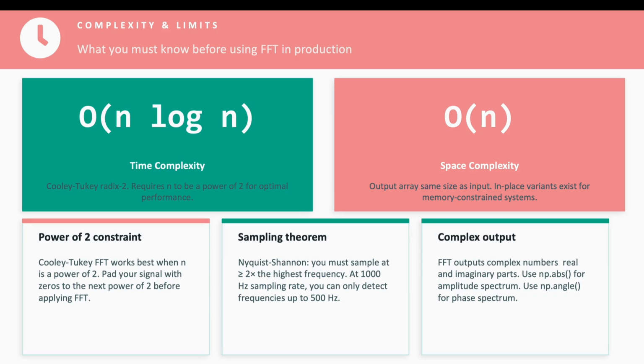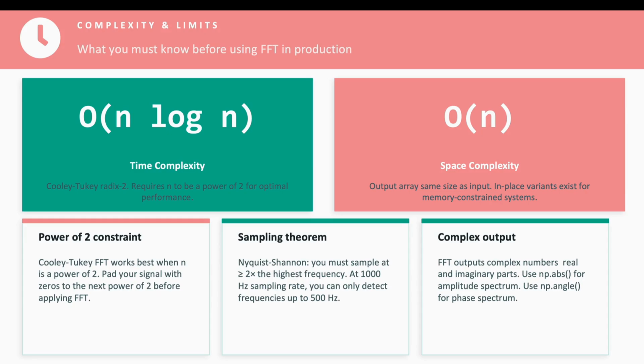You must sample at least twice the frequency of the highest component in your signal. If you sample at 1000 hertz, you can only detect frequencies up to 500 hertz. The Nyquist frequency: any frequency above that will alias and appear as a false lower frequency. This is fundamental and non-negotiable.